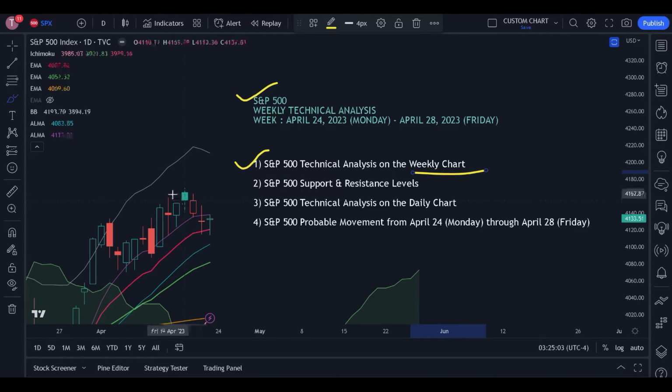Because there was a rejection from 4155, we are going to see how that is heavily going to impact the movement of the S&P 500, and what can actually come into the picture in order to help the S&P 500 to hold above 4155, or whether there are any chances or not.